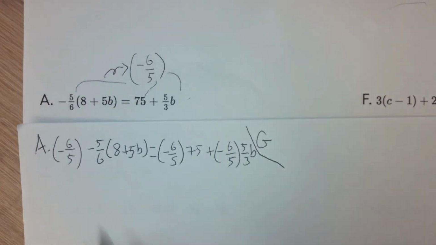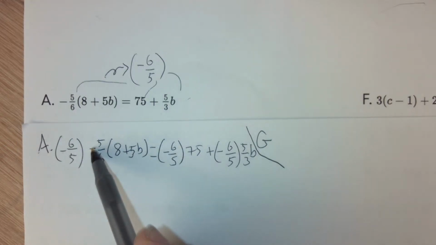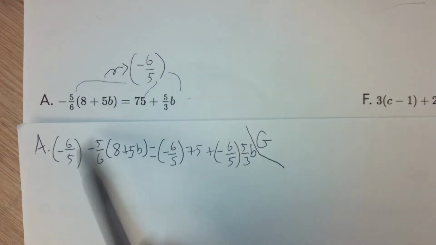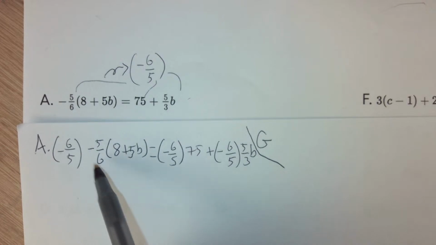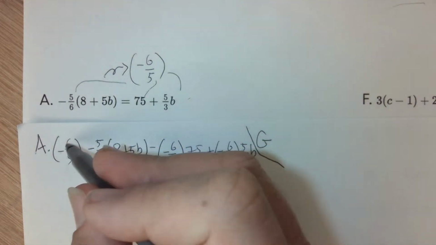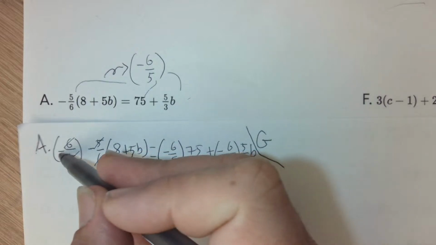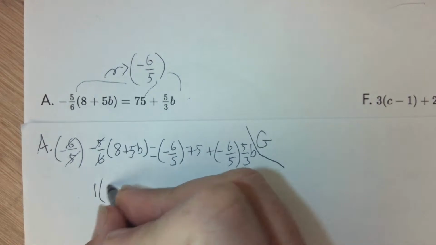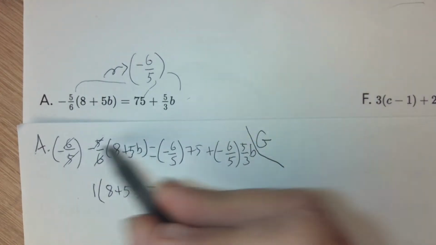All right, let's start with this side. Now I'm multiplying. A negative times a negative should turn positive. You can see this in different ways. I can say 6 times 5 is 30. 5 times 6 is also 30. 30 over 30 is 1. It pretty much cancels to 1. Or I can say divide 6 by 6, that's 1. Divide 5 by 5, that's 1. Negative times negative is positive. All this turns into a 1. So I have 1 times 8 plus 5b equal to. So the left side has been solved.